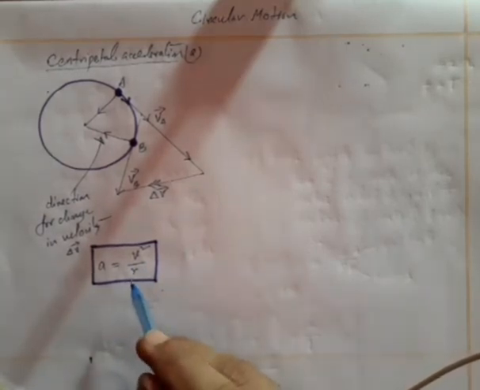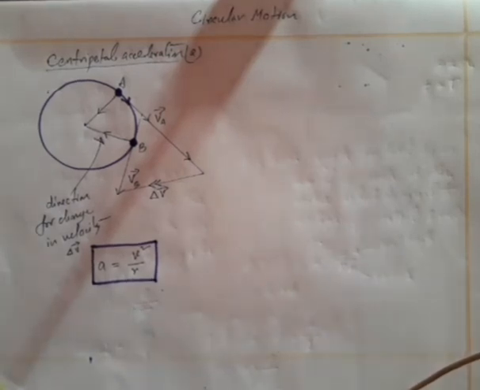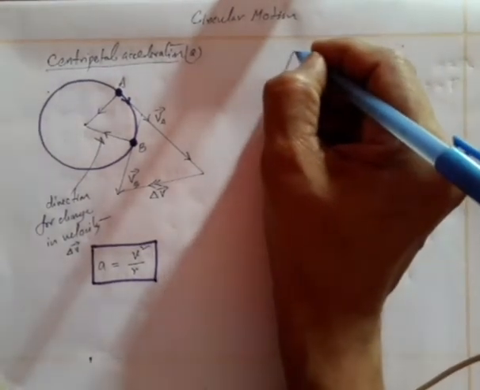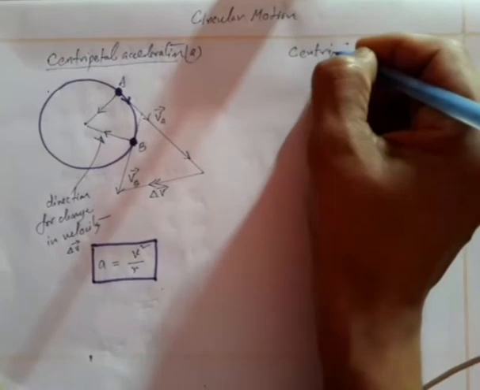We don't need to learn the derivation of this formula. We just need to learn the formula, a equals v square by r, where v is the linear velocity and r is the radius. So that is the formula for centripetal acceleration.